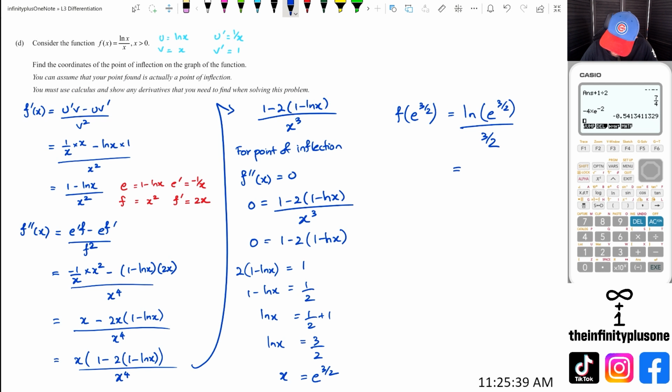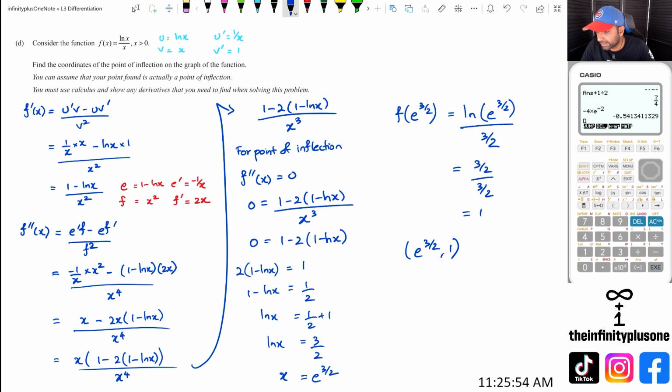So I'm not sure how they ended up with that negative 1.5 because the answer I'm getting is 3 over 2 over 3 over 2, which equals 1. So the point of inflection is actually e to the power of 3 over 2 and 1.